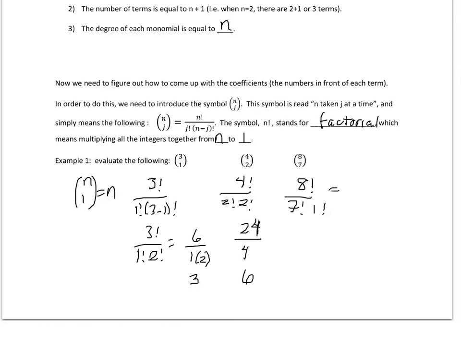Because what is 8 factorial? It's 8 times 7 times 6 times 5 all the way down to 1, right? I'm going to write it like this. I'm going to write it as 8 times 7 factorial. Right? Now, if that's over 7 factorial, now what can I do? I can cancel my 7 factorials, and what's left? Just 8.